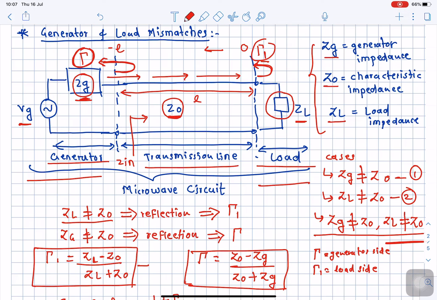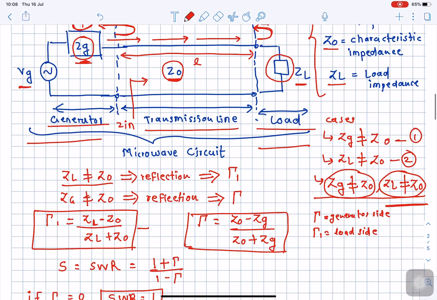And the third case is where both mismatches can occur. That means the generator is not matched with the characteristic impedance of the transmission line, and the load impedance is also not matched with the characteristic impedance of the transmission line. So there are three different cases. The first case is the generator is not matched with the transmission line. In the second case, the load impedance is not matched with the transmission line. And the third case could be both the generator as well as the load not matched with the characteristic impedance of the transmission line.